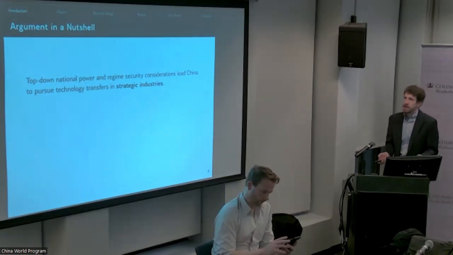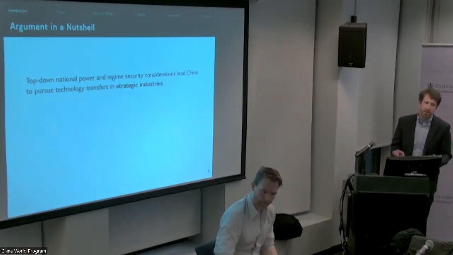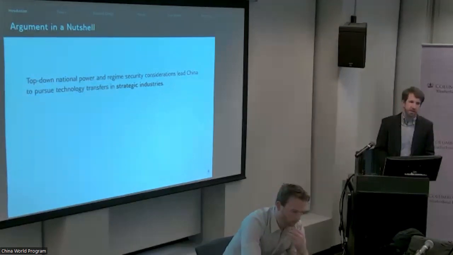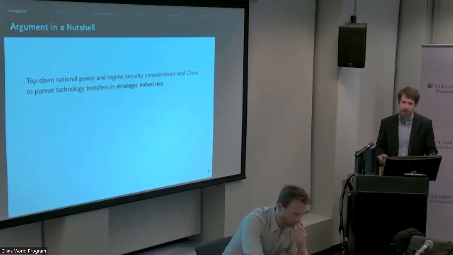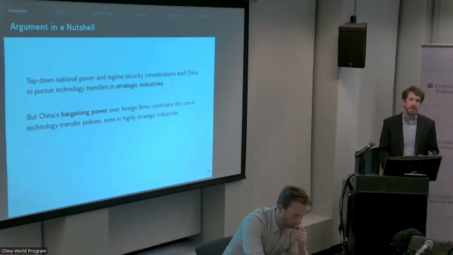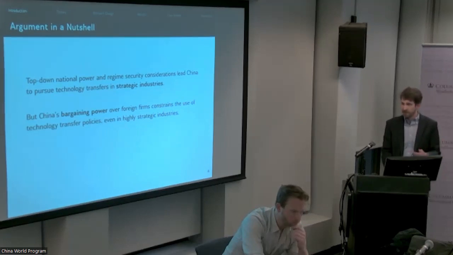So my argument in a nutshell is that top-down national power and regime security considerations lead China to pursue technology transfers in something like objectively strategic industries, industries that most major and great powers, not just China, would regard as such. However, China is constrained in using these tools, even in the most strategically vital high technology sectors, by its bargaining power vis-a-vis the foreign firms that invest there.